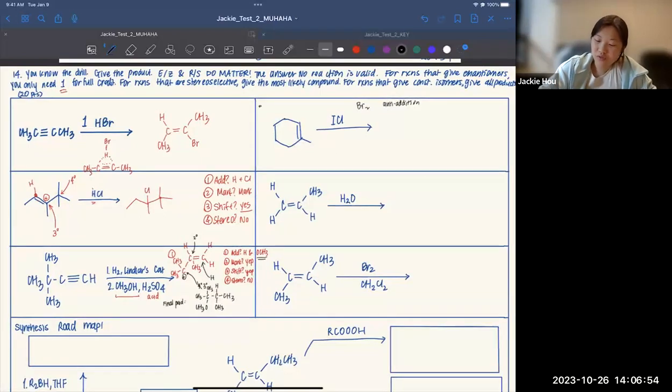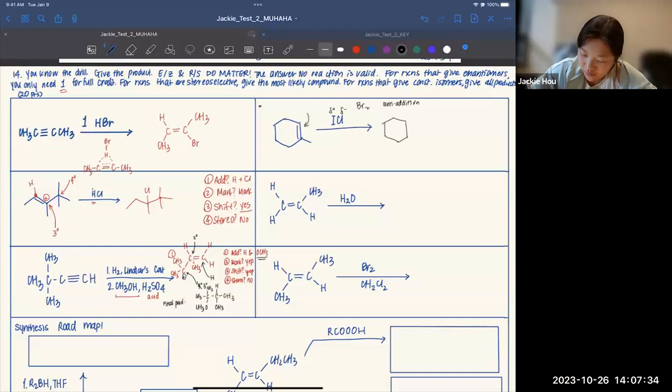So for this question, we've talked about anti-addition and syn-addition, and we're given an alkene over here. You are expected to show stereochemistry for these. We know that bromine is going to add anti, so the pi bond breaks at the less electronegative one, in other words, the bigger atom in our case. So this one is more electropositive and this one is more electronegative, and it is going to add to the less substituted carbon.